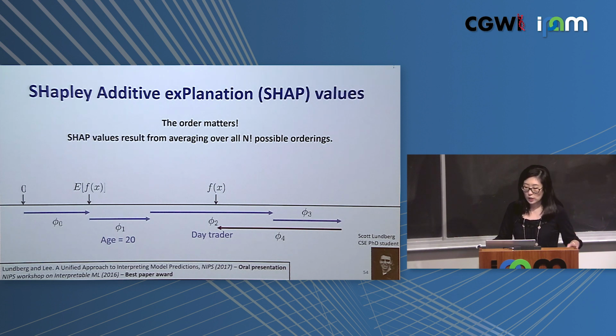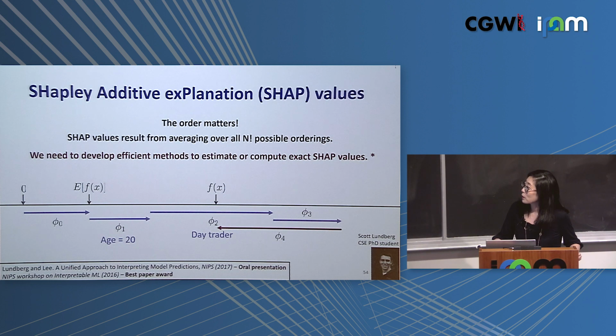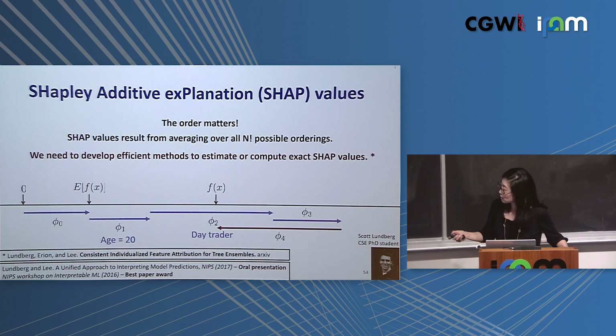And then, of course, this is not how we actually want to compute these values. So we need to develop an actual learning method to estimate or compute the exact SHAP values. And one of the papers some of you discussed in the journal club was about how to efficiently compute the exact SHAP values in ensemble tree models.